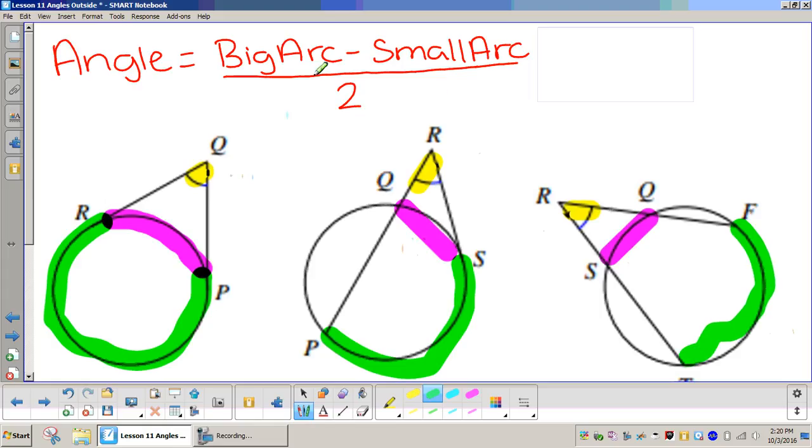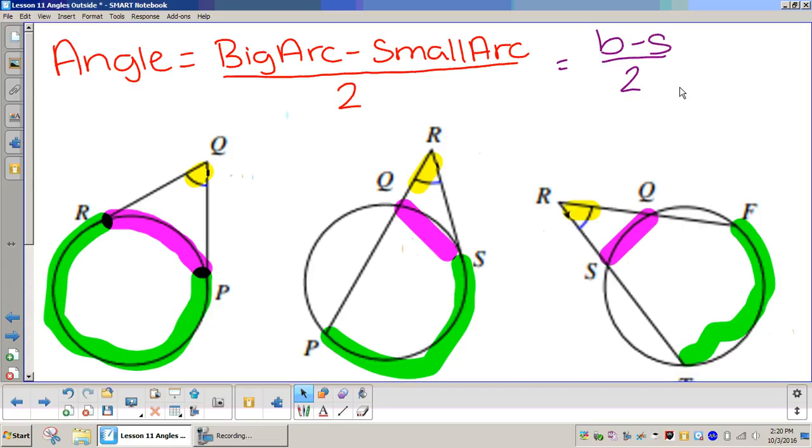So the formula for the angle relationship is that if I take the big arc, the one I highlighted in green, and I subtract the purple arc, the small one, and divide it by 2, it will tell you how big the angle is. And I like to shorten that up just using b minus s on top.